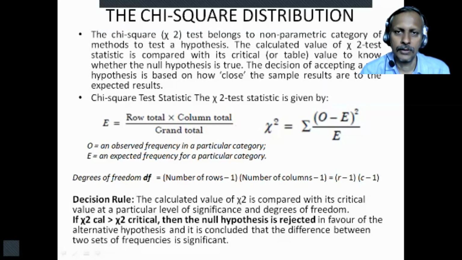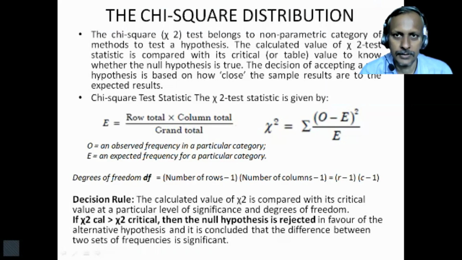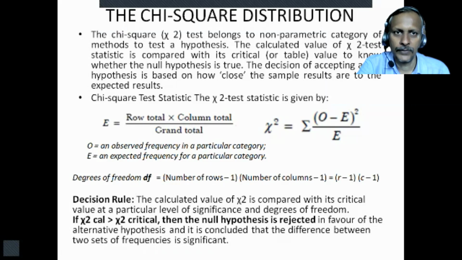Chi-square test belongs to the non-parametric category of methods to test a hypothesis. Since we know that for testing a hypothesis, there are two categories: one is parametric test and the other is non-parametric test. Chi-square is one of the non-parametric test categories wherein we try to prove or disprove the hypothesis with the help of analysis.